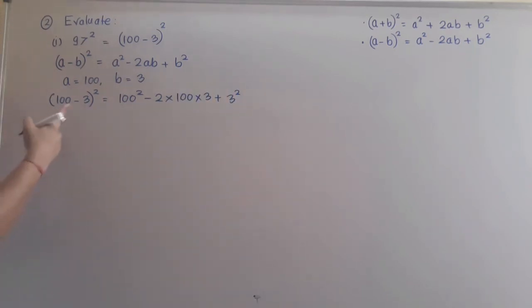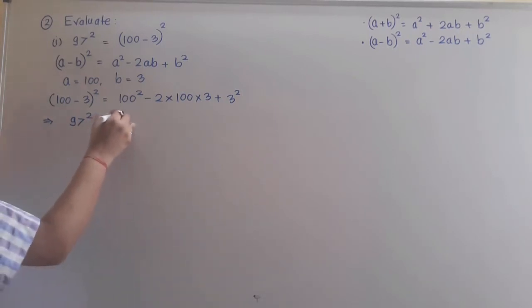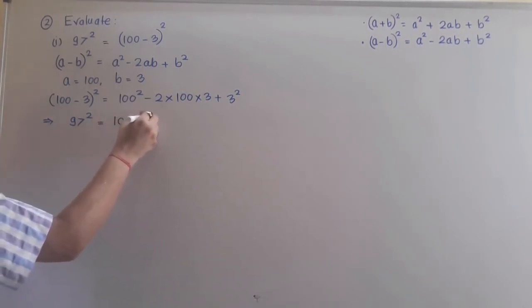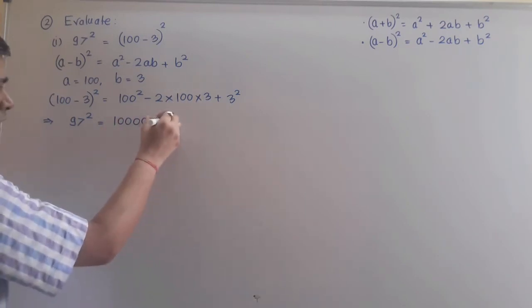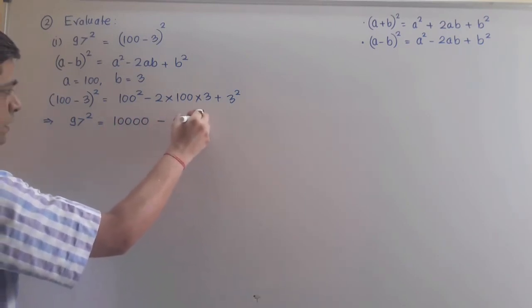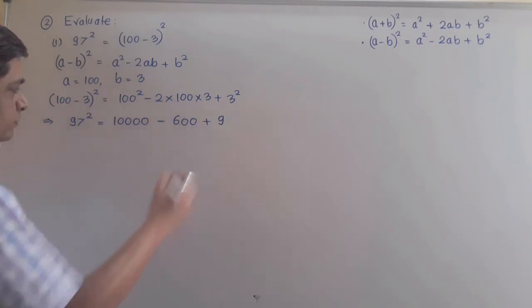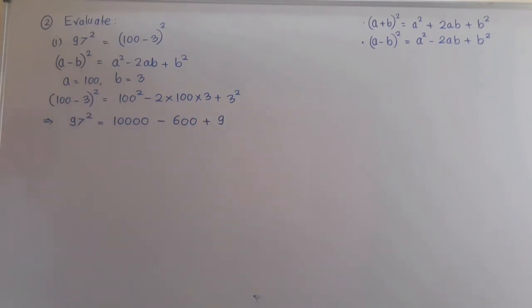Okay, 100 minus 3 will become here 97. So 97 square is equal to, what is a square of 100? That is 10,000. So 1, 2, 3, 4. 10,000. 2 into 100 into 3, I think it will become 600 plus 9. Okay, now see three terms we have.